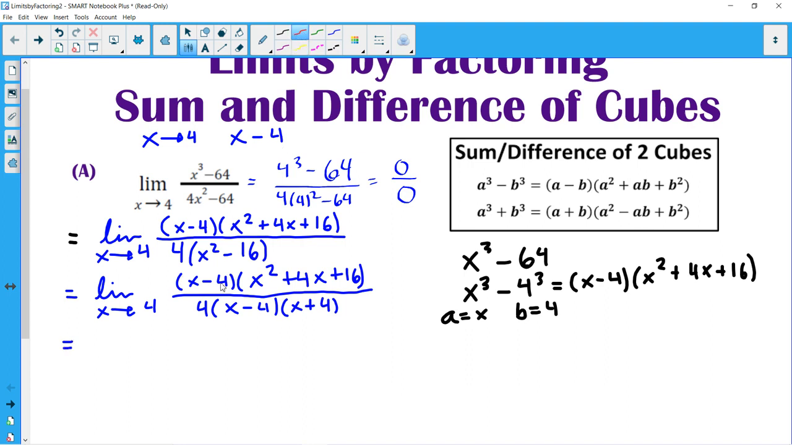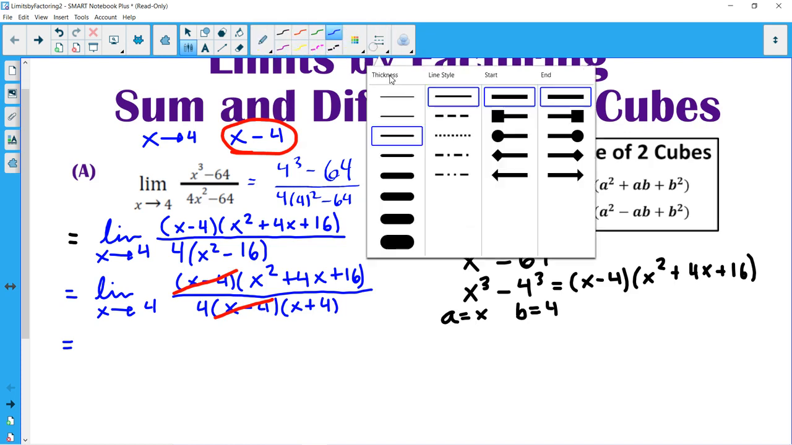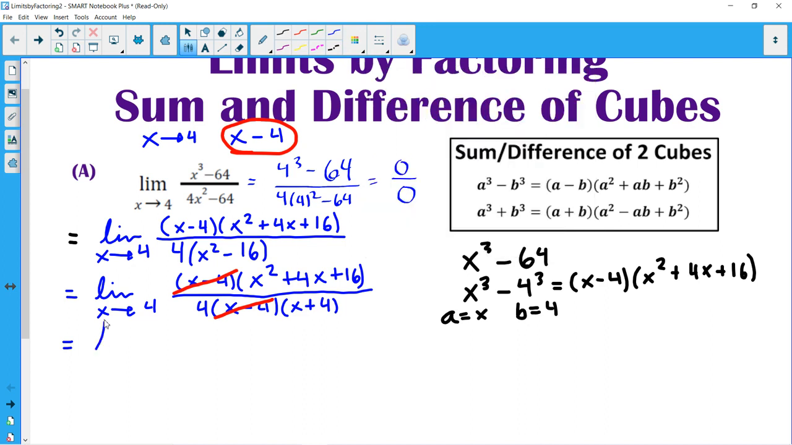So now what we do, of course, is we look for stuff to cancel. We cancel the x minus 4s, which is what we were expecting to cancel. I wrote it up here. And now we're ready to rewrite. So the limit as x goes to 4. And then I got x squared plus 4x plus 16, all divided by 4, and then x plus 4.